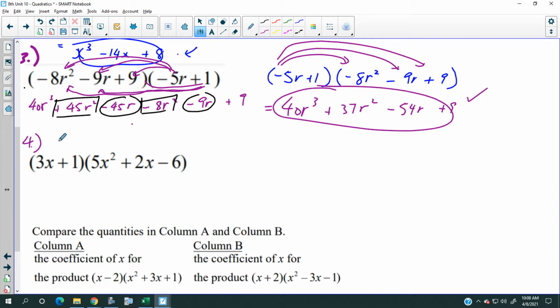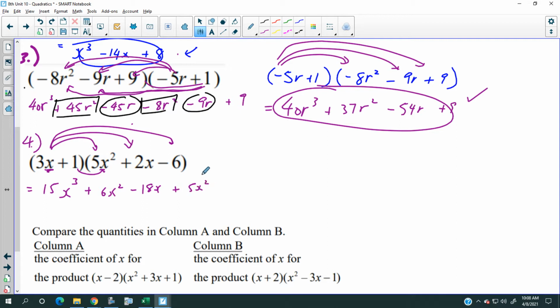Now, this last one, I kind of make simple again. So we'll distribute, 3 times 5, that's 15x to the third. I gotta tell you, as far as I'm concerned, you gotta be really careful with these exponents. 3x times 2x, 6x squared. 3x times negative 6 is negative 18x. And then 1 times 5x squared is 5x squared. 1 times 2x is 2x. It's nice when you're multiplying 1 to everything, isn't it?